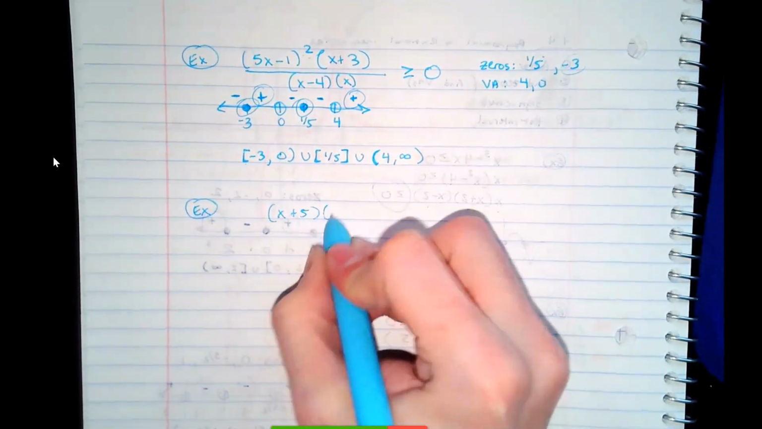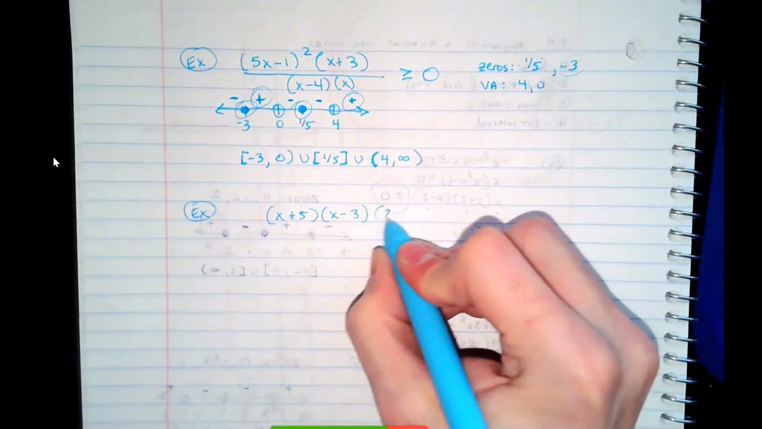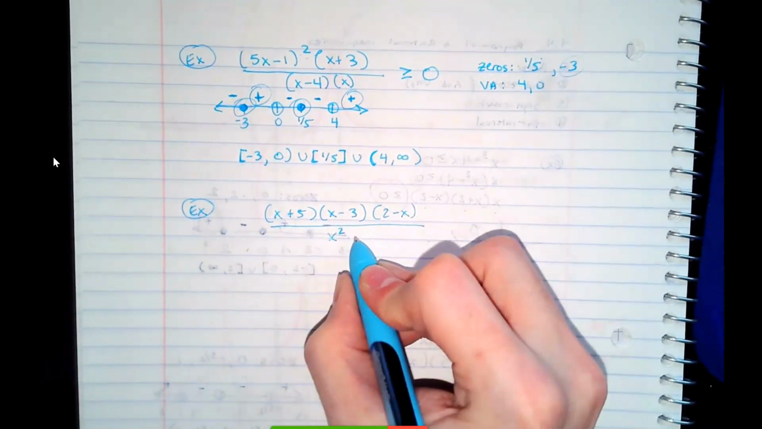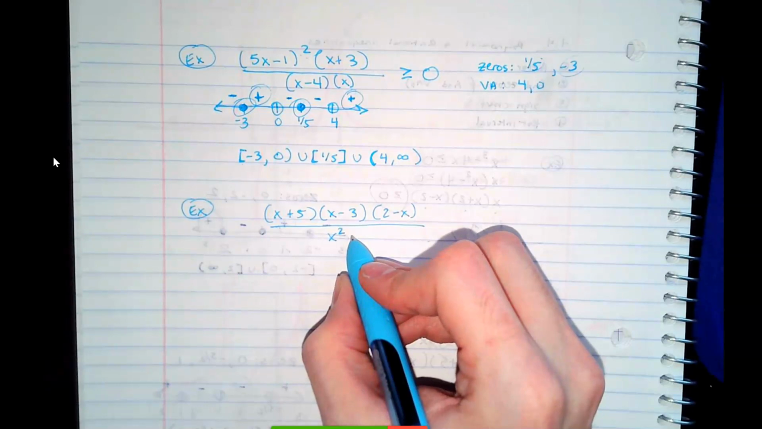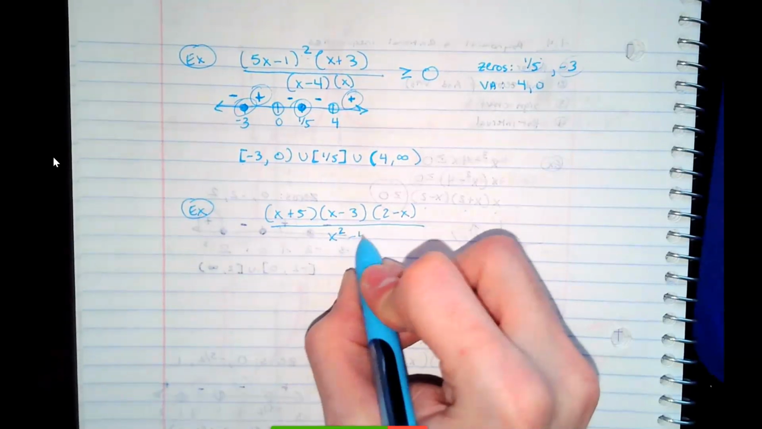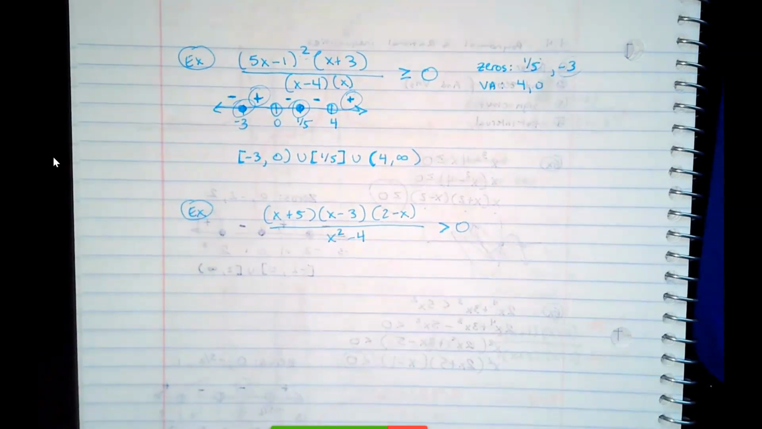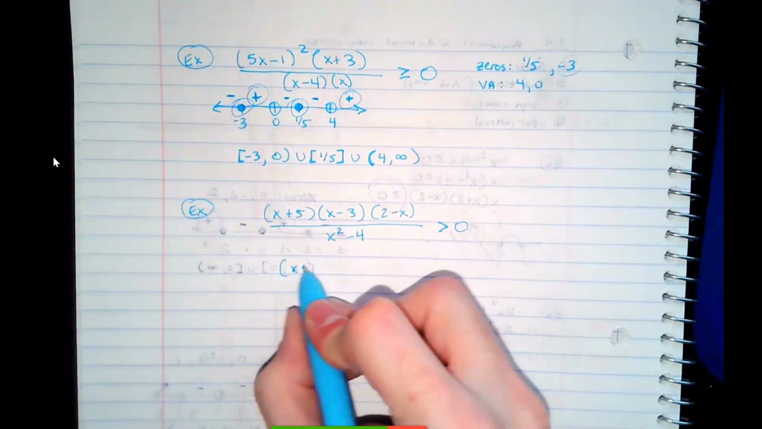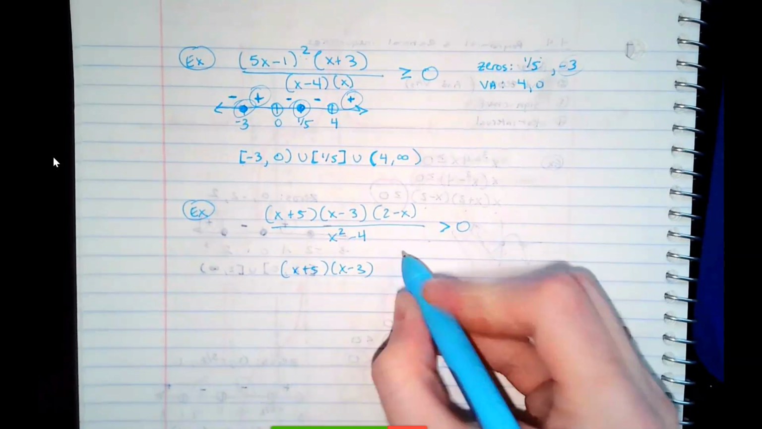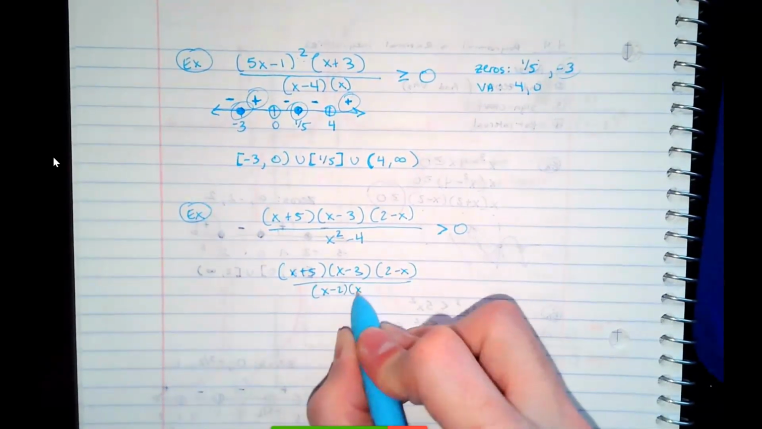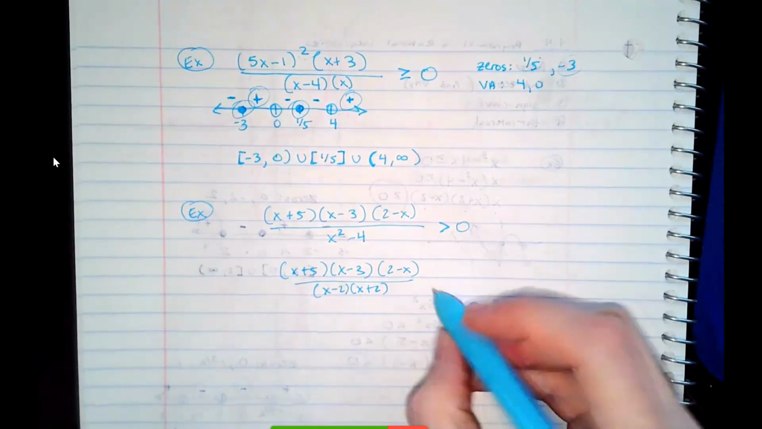x plus 5, x minus 3, 2 minus x, all over x squared minus 4, is greater than 0. So we've got to factor the bottom. x plus 5, x minus 3, 2 minus x, over x minus 2, x plus 2, and that's greater than 0.